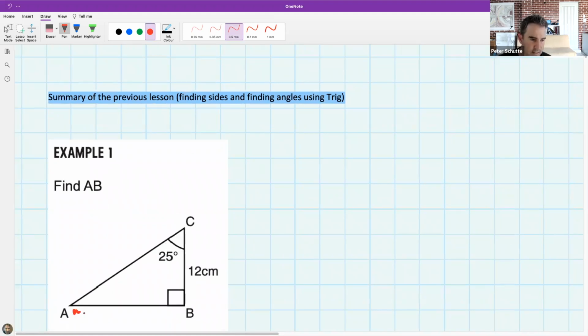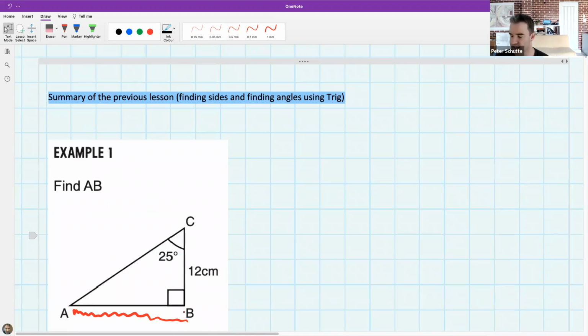Find me the length of the side AB and put that answer in the chat. Find me the length of AB. And I'm not going to give too many hints because we did this in the previous lesson, and I just want to give you a quick chance to consolidate that knowledge. So we're finding an unknown side in a right angle triangle. Then when you've got your answer, pop it in the chat.